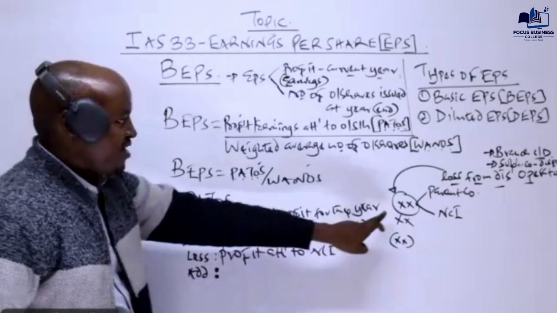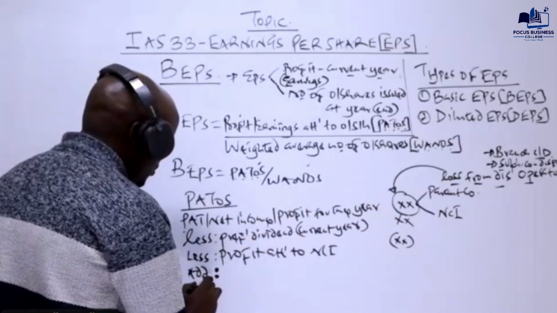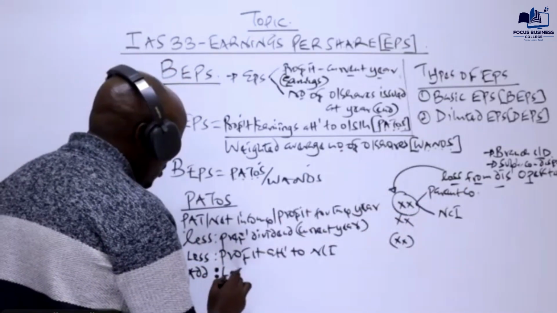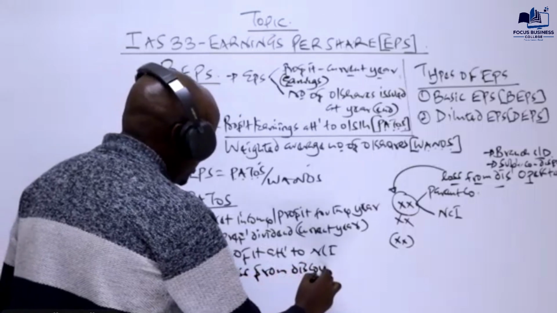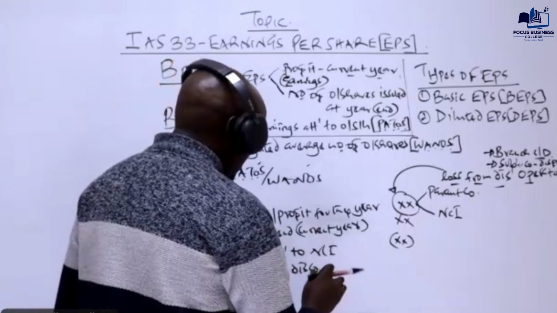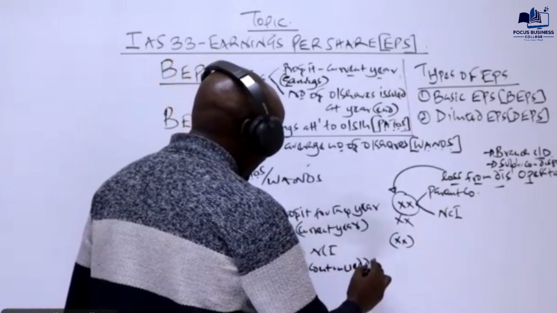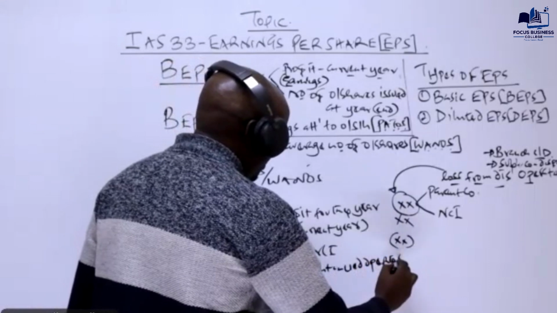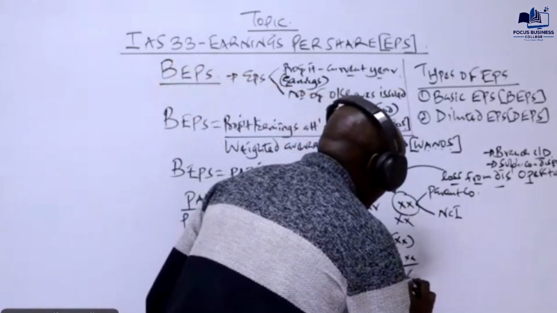So we use the profit from the continuing operations. Therefore, if you're given this and you're told it includes loss from discontinued operations, what you do, you come here and you add the loss from discontinued operations, you add it there. So someone may ask, why are we adding this loss here?